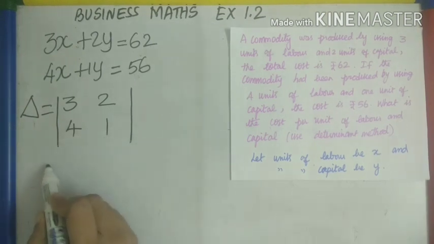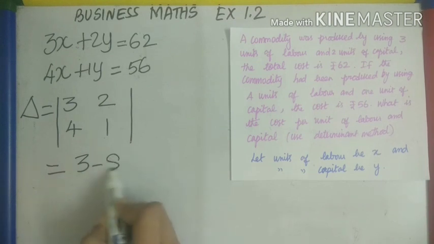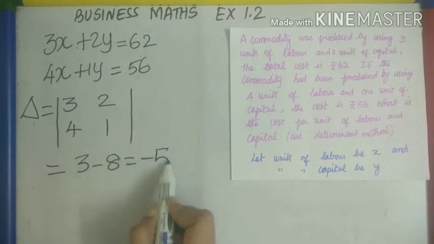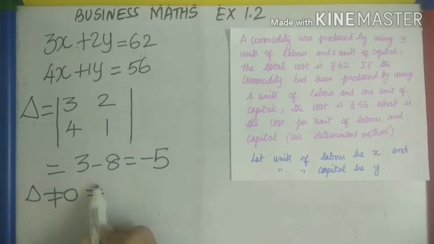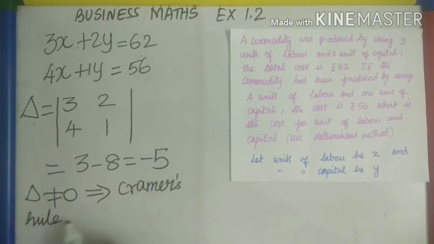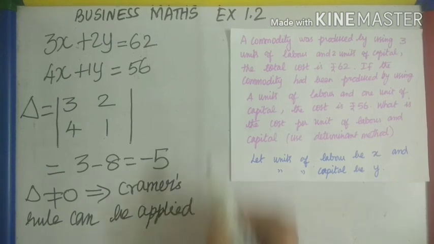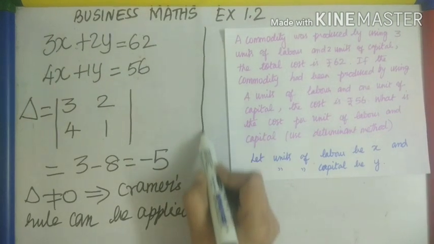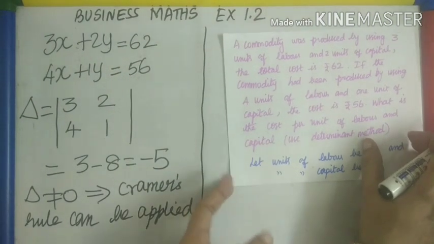Expand the determinant. It is 3 minus 8. And my answer is minus 5. Del not equal to 0 implies we can apply Cramer's rule. So determinant method, the other name is Cramer's rule. So Cramer's rule can be applied only when determinant, that is del value, not equal to 0.